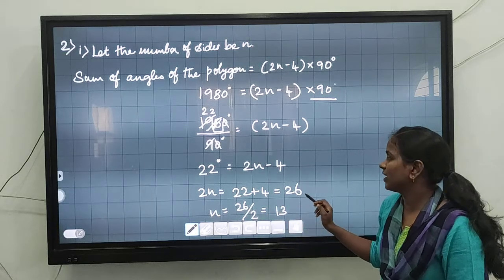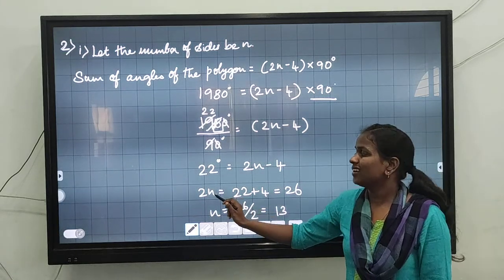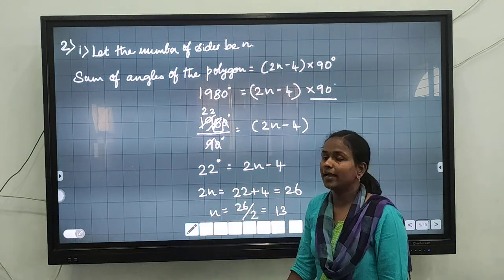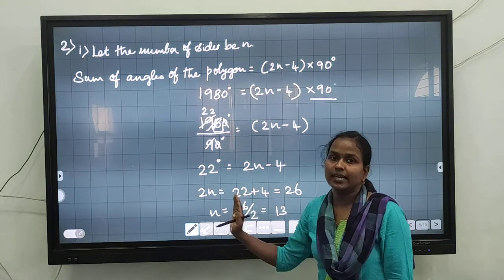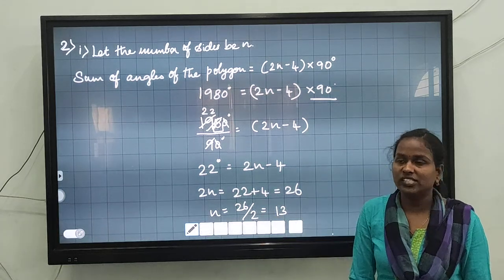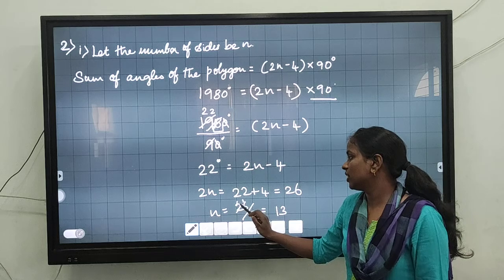22 plus 4 you will get 26. I want only n. 2n denotes 2 multiply n. So I am keeping n this side and I am taking multiplication 2 to this side, so it will become division 2. So 1 2s are 2, 3 2s are 6.